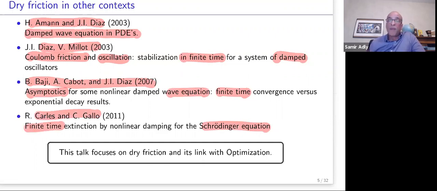extinction by nonlinear damping. Okay, and my talk will be completely different from all these previous works, and with Eddy we will focus on optimization. So the dry friction and its link with optimization.